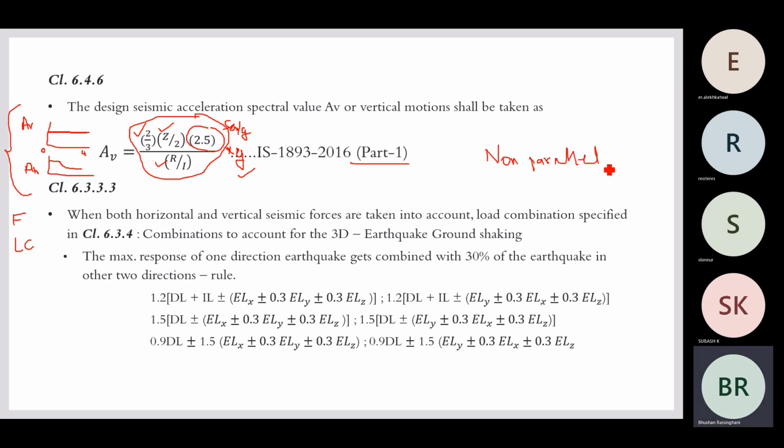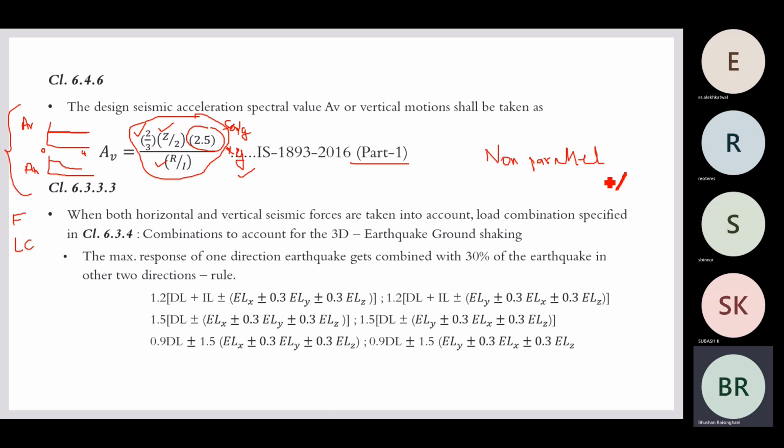So non-parallel or non-orthogonal system means your shear wall is not oriented in X and Y direction, it is in between. So let's say your shear wall is inclined right now, or your building plan is there in which the shear wall is inclined. So it is neither in X, neither in Y. That's why it is called non-parallel plan system.